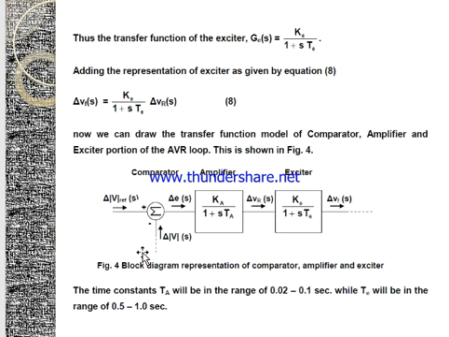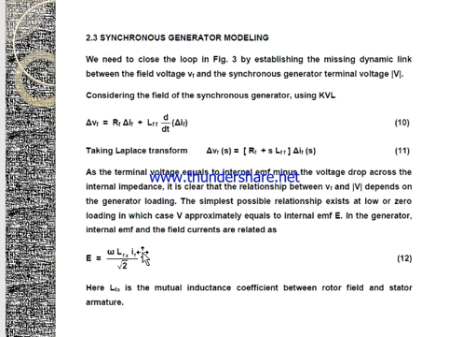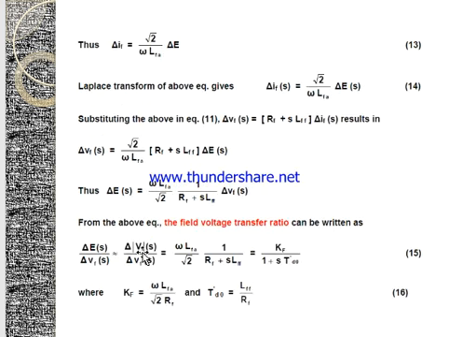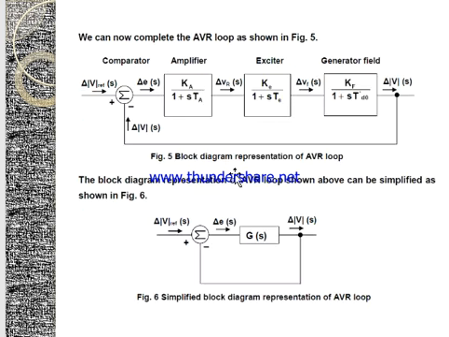Now we have the comparator, amplifier and the exciter. This is the block diagram presentation. Next we will go for the synchronous generator modeling. Generator modeling consists of the resistance and inductance values. Let us take it and make modifications, because we consider the omega values, the speed values depending upon the frequency, when modeling. Finally we get the block diagram representation of the AVR loop consisting of the comparator, amplifier, exciter and the generator field.